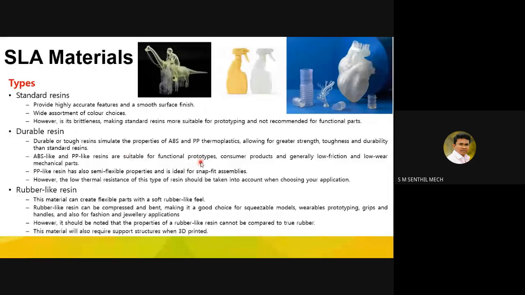You can also use them for consumer goods, and generally low friction and low wear mechanical parts can be printed using these durable resins. This PP-like resin also has semi-flexible properties. It can be flexible to a certain limit, and is ideal for slab fit applications. A good example of slab fit is the earbuds in your headphones or earphones.